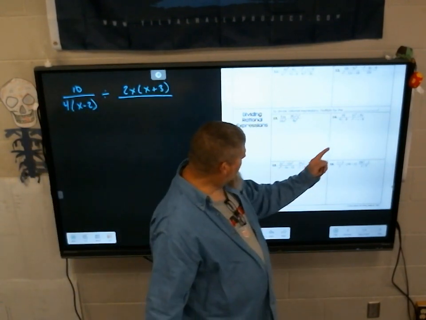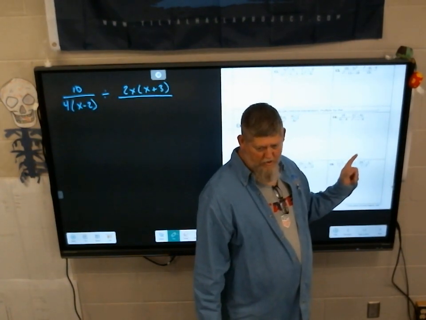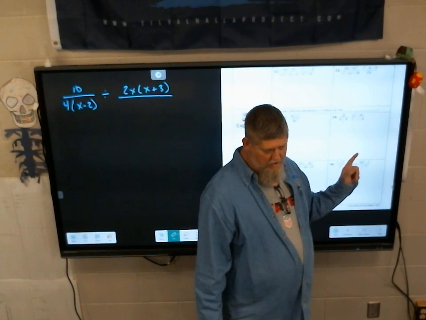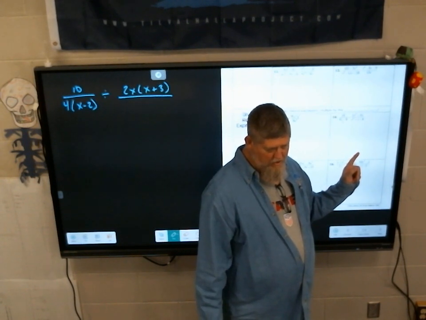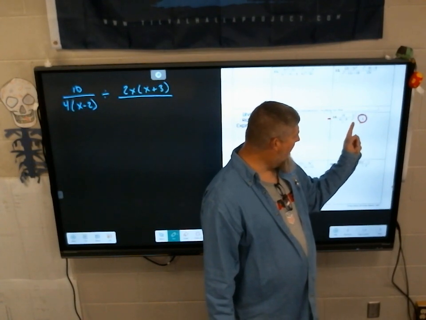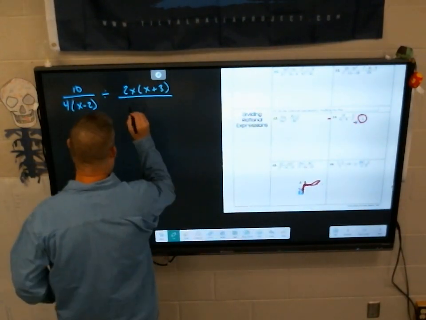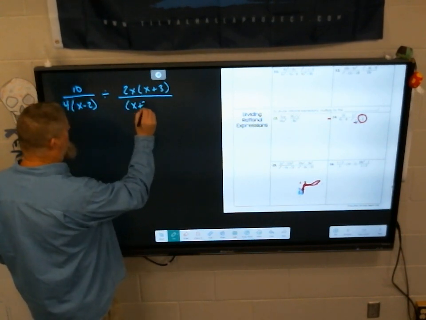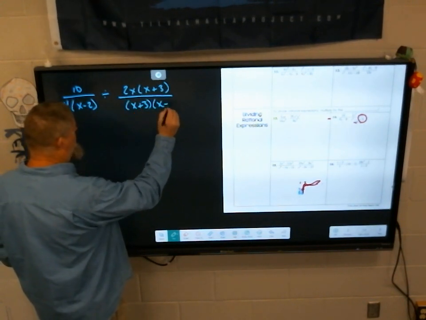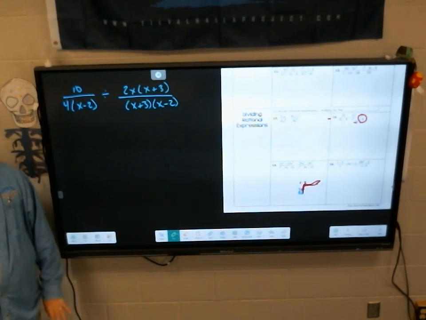What about the bottom, x squared plus x minus 6? What does that factor to? It multiplies to equal negative 6 and adds to equal a positive 1. X plus 3, x minus 2. Same thing, just factor as much as you can.